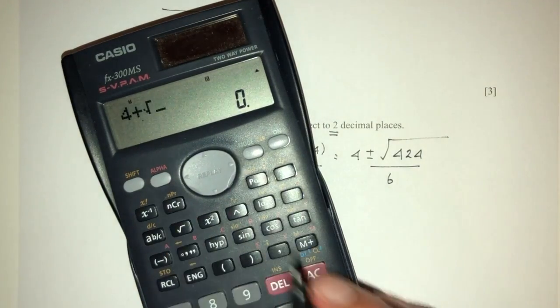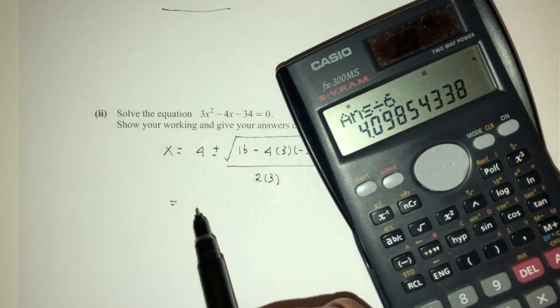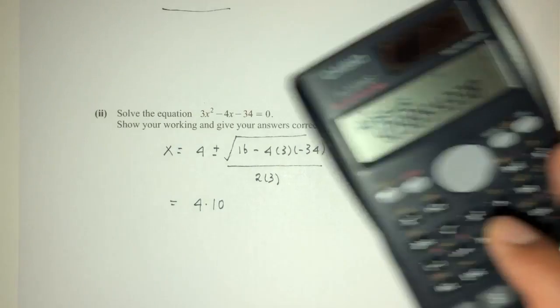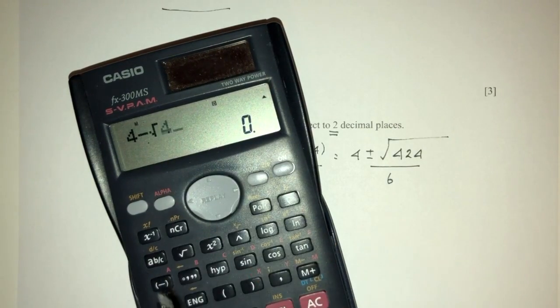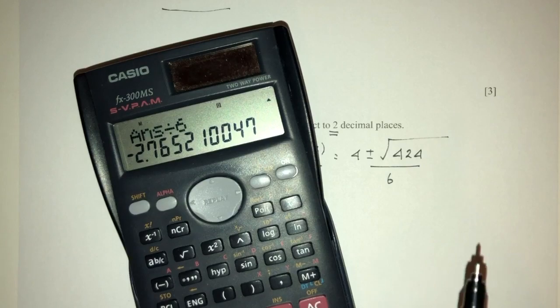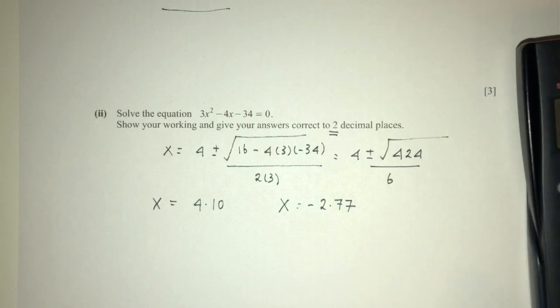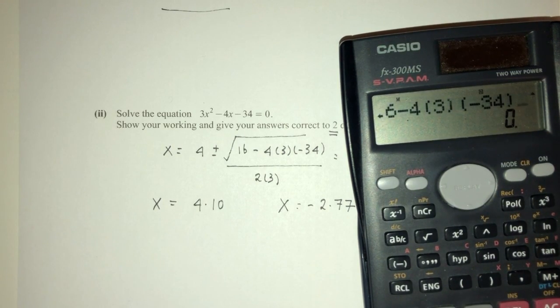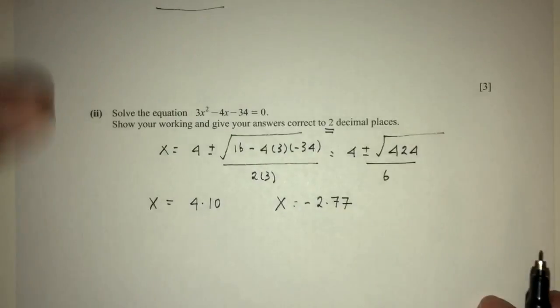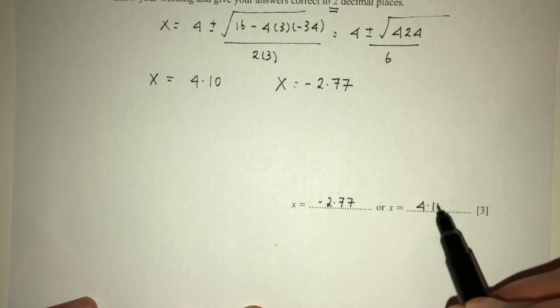So first is 4 plus root of 424 divided by 6. That should be 4 point, correct to 2 decimal places, 4.10. That's my first answer. And then the other one will be 4 minus root of 424 divided by 6, minus 2.77 to 2 decimal places. So let me test this again, because sometimes I tend to make those stupid mistakes, but let me try again. That should be giving me this value. Okay, sounds good. In that case, x will be minus 2.77, 4.10.